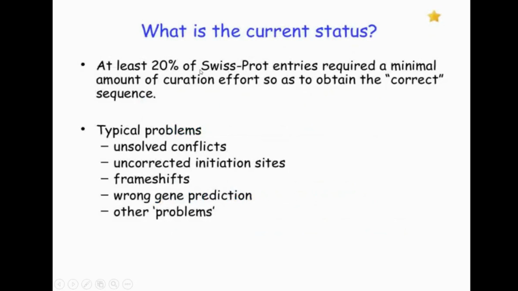At least 20% of the Swiss-Prot entries require a minimal amount of curation effort so as to obtain the correct sequences. When the sequence moved from the translated EMBL to the Swiss-Prot, it required at least 20% of curation. What are the typical problems? The first one is the unsolved conflict, incorrect initiation site, frame shift, wrong gene prediction, and other problems. So all these problems have to be solved before the sequence moves from the translated EMBL to the Swiss-Prot. After solving these problems, the sequence moves to the Swiss-Prot.